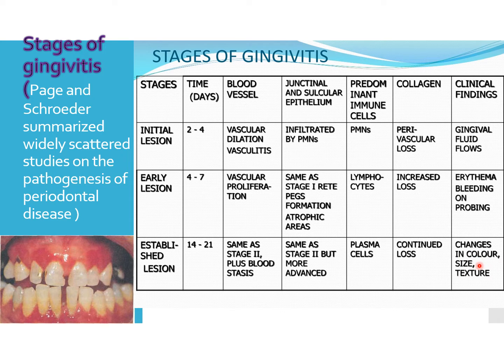There is one more stage, that is the advanced lesion of gingivitis. Advanced lesion of gingivitis means there will be destruction of bone. So alveolar bone destruction and ligament attachment loss are there. This is termed periodontitis. That is the fourth stage, the advanced lesion.